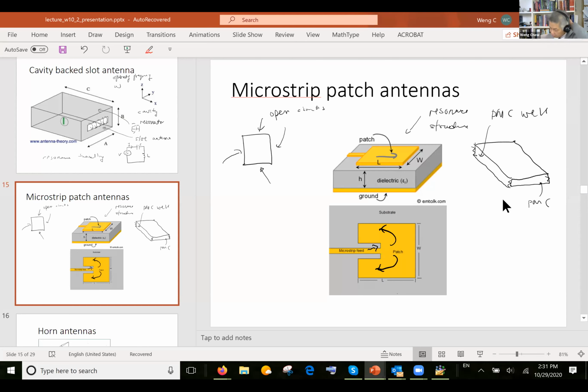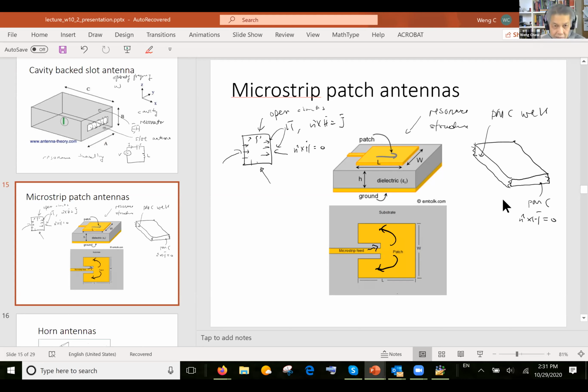So if you have a PMC wall, then by the duality principle, n cross H has to be 0. So n cross H has to be 0 on this wall, which means that the magnetic field has to look something like this. On the wall of this, the magnetic field has to look something like this. This is the H field inside the cavity. But n cross H is J.